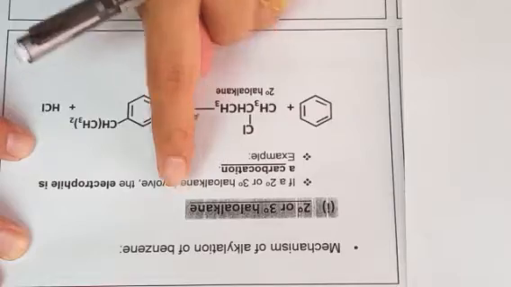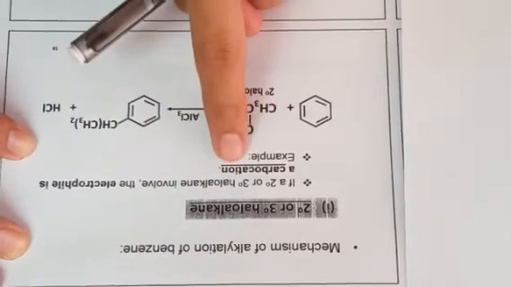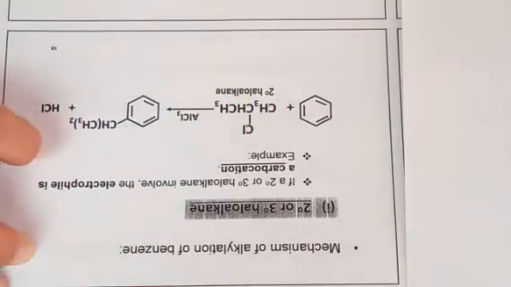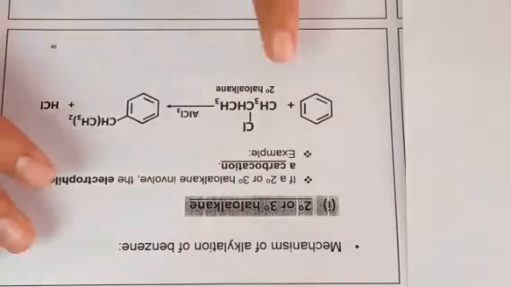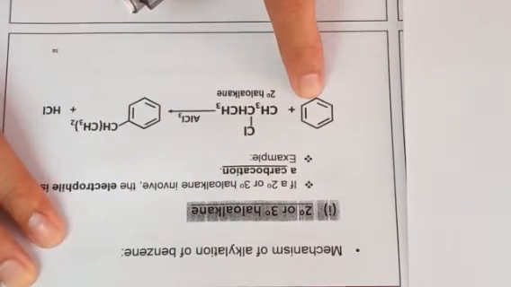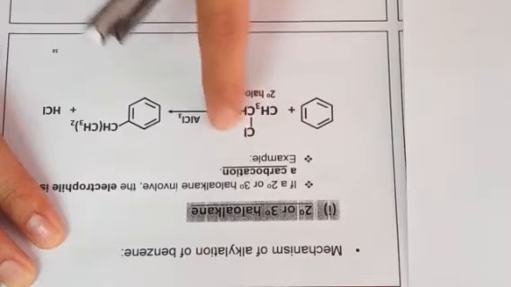In this video, we will see the mechanism of alkylation of benzene for a secondary or tertiary haloalkane, where we will form the electrophile in the form of a carbocation. So let's see the example here. Basically, we have benzene reacting with this secondary haloalkane.